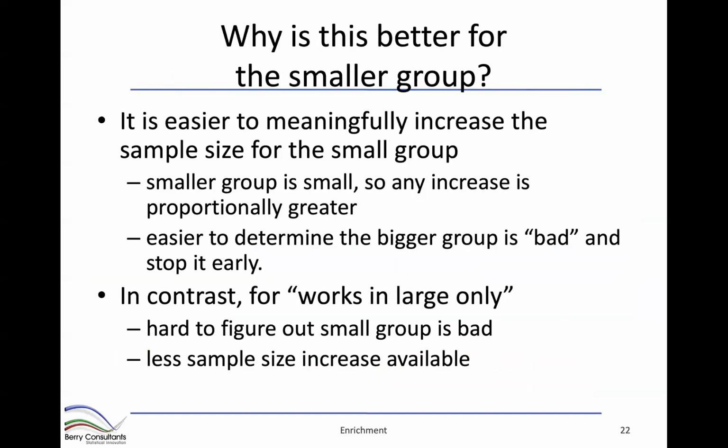Okay, so just to emphasize, why is this so much better for the smaller group? I'm trying to get at the notion that the big group didn't get helped that much, but the smaller group did. And again, this is just because the smaller group is small, so any increase that you make is going to be proportionally greater. It's also easier to determine that the bigger group is bad and stop it early. It's really hard to get out of the small group. You can't figure it out that quickly. So you're going to see this benefit. This is a theme that's going to continue.